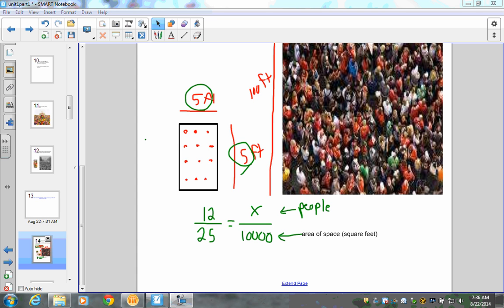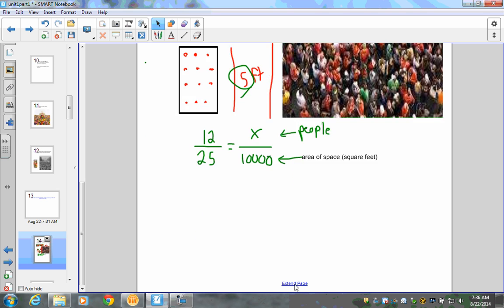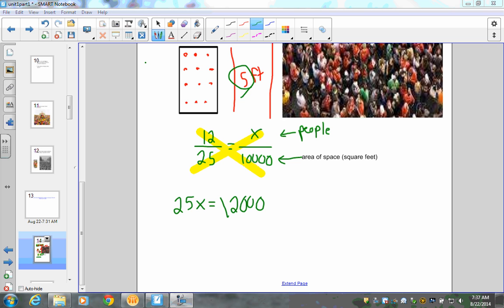So here's your situation. The top of your ratios represent how many people you have, and the bottom of the fractions is the amount of area of the space that you're dealing with. Here you're going to go back to your algebra skills and cross multiply. You're going to multiply 25 times x, and 12 times 10,000. Your next step will be 25x equals 12 times 10,000, and we're going to divide by 25 because that's what we do in algebra. By dividing, we're going to figure out how many people will be in this 100 by 100 foot space.